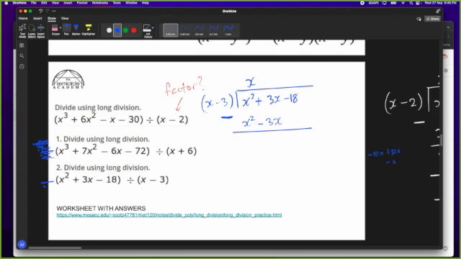And now I do the subtract. X squared minus x squared is 0. I have a plus 3x minus minus 3x, which is 3x plus 3x, which is 6x. So I end up getting 6x here. You understand that, sir? Yeah. So you see how all of these rules with the signs are very important, right? And then, this minus 18 doesn't have anything to subtract from, so I'll just bring it down.